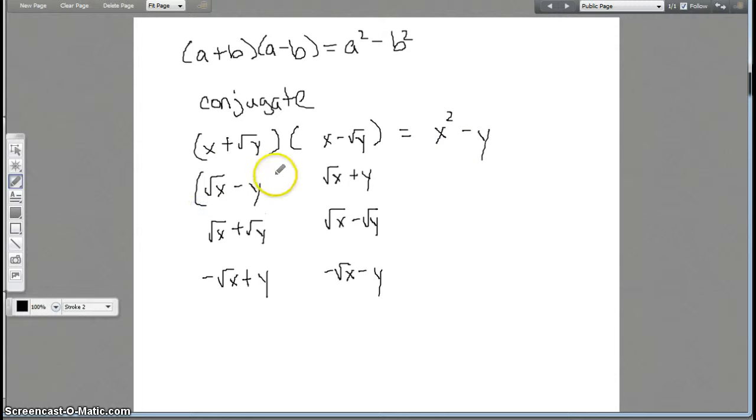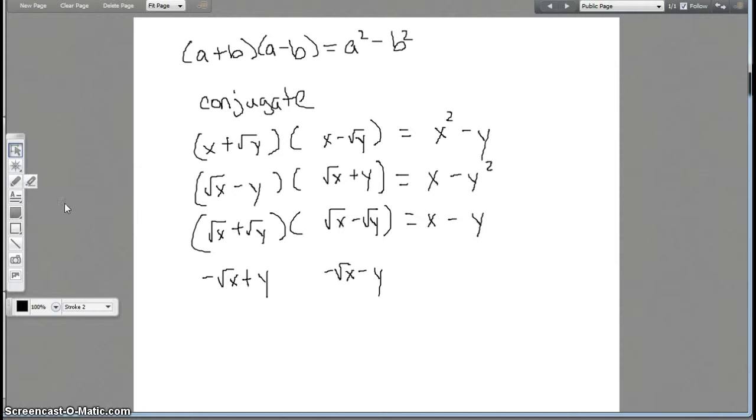So let's try this second pair of conjugates. We've got square root of x minus y and square root of x plus y. What we end up with is square root x times square root x is just an x. Y times y is a y squared, so it's x minus y squared. If we do square root of x plus y times square root of x minus y, square root x squared is just x. Square root y times square root y is just y. So we end up with x minus y.